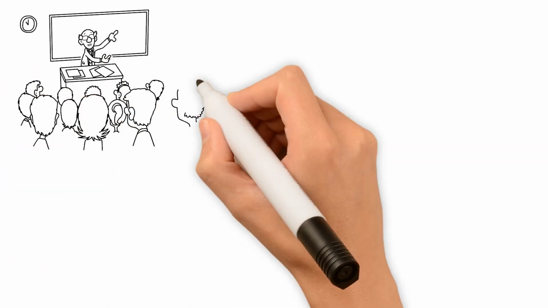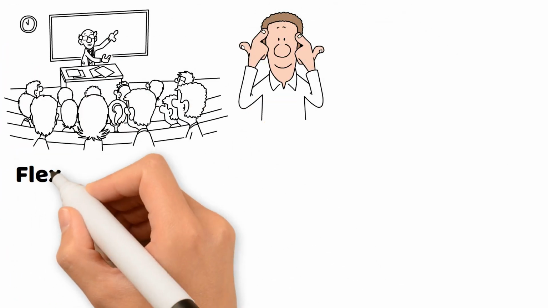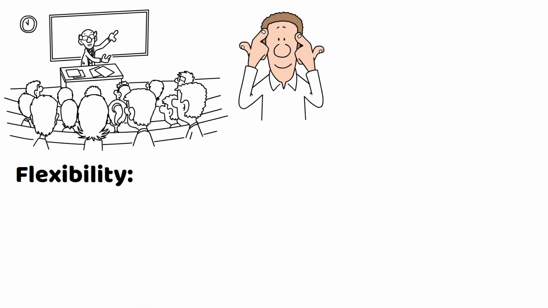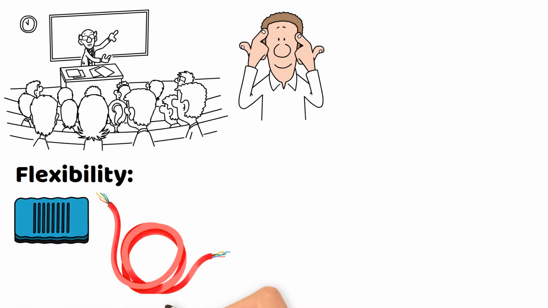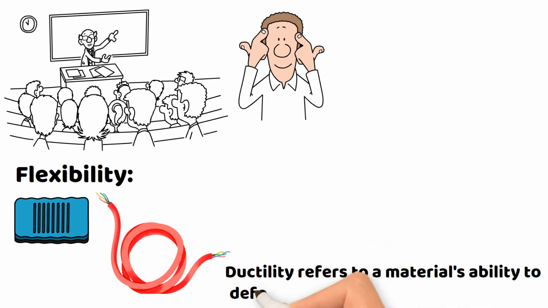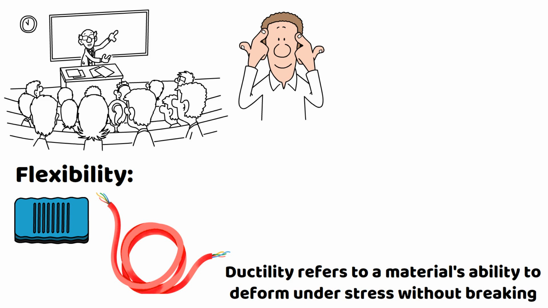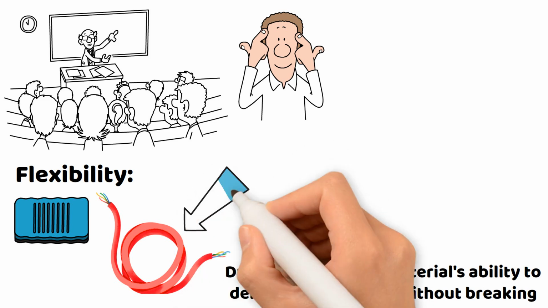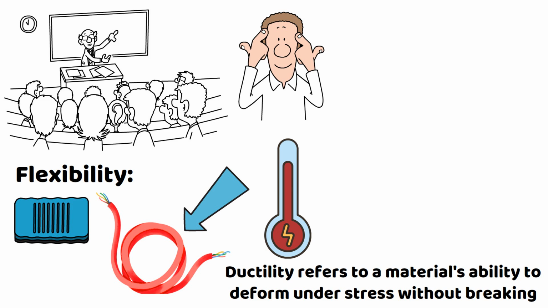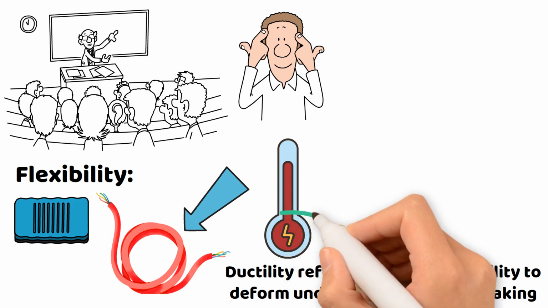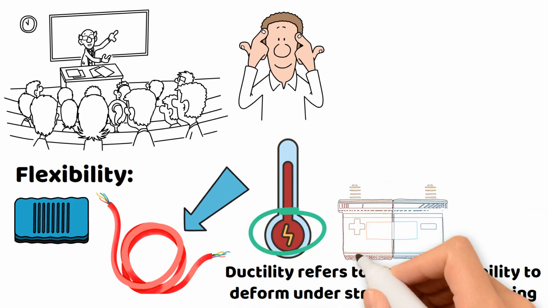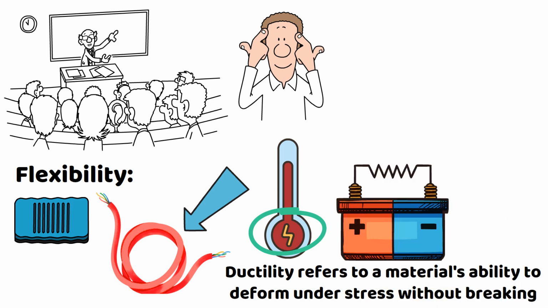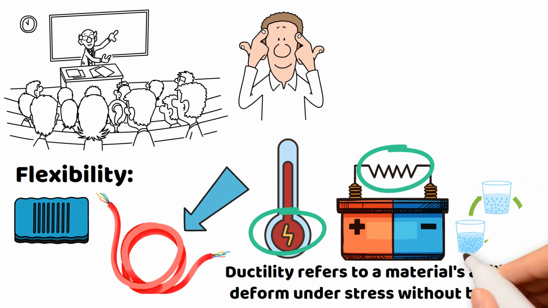To teach these concepts, you'll need to understand key terms. Flexibility, for instance, describes how much a material can bend without breaking. Ductility refers to a material's ability to deform under stress without breaking, like stretching copper wires into thin strands. Thermal conductivity measures how well a material can conduct heat, crucial for materials used near heat sources. Electrical conductivity is the ability of a material to carry an electric current. Melting point: the temperature at which a solid becomes liquid.